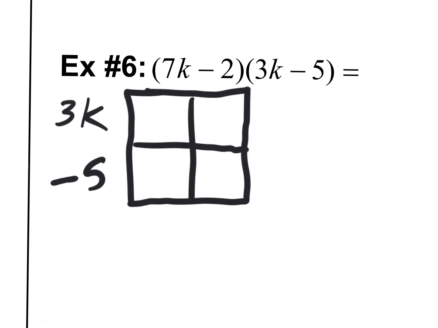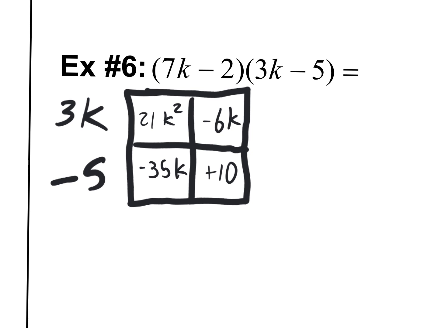Okay, so 7k and 3k. Well, 7 times 3 is 21, and k times k is k squared. 3k times negative 2, that makes negative 6k. Negative 5 times 7 is negative 35k. And then finally, negative 5 times negative 2, that makes positive 10.